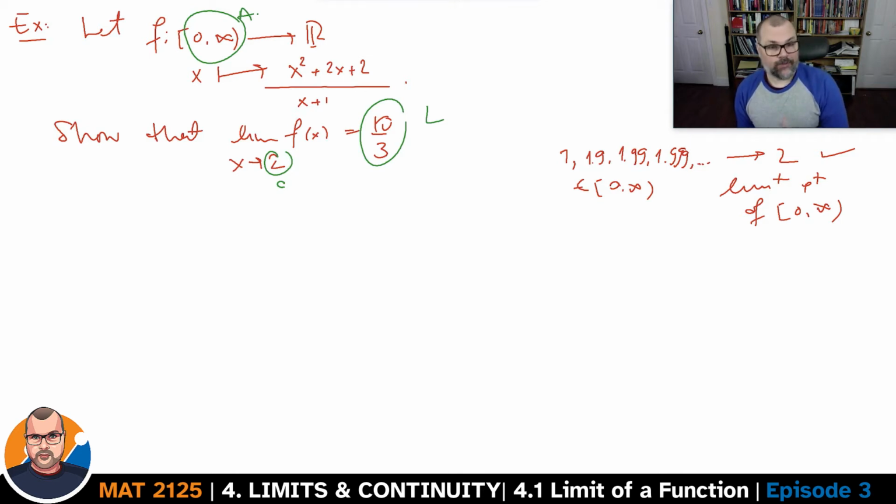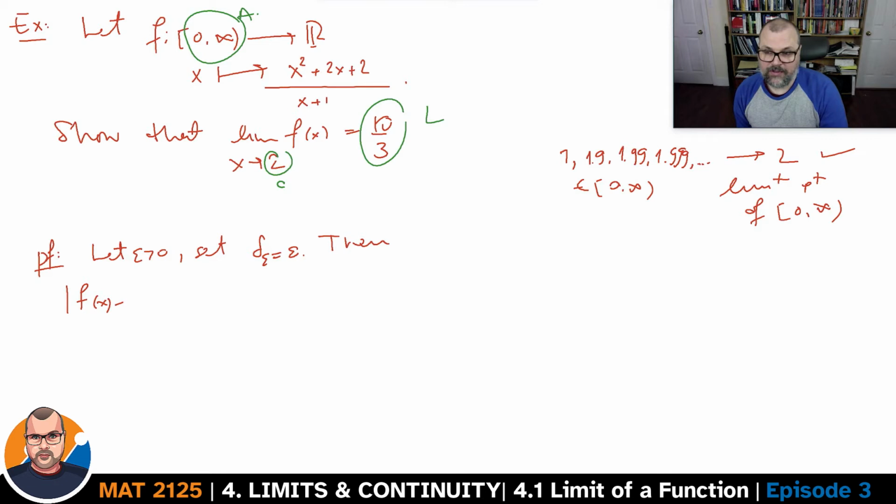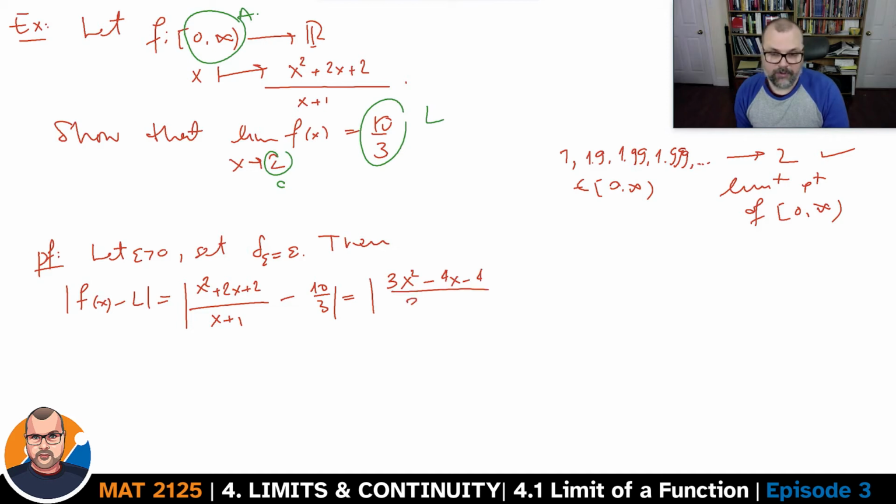It makes sense. Let's see what the proof makes. So for an arbitrary epsilon, I'm going to set the corresponding delta epsilon to be epsilon. Then, if I look at the distance between f at x minus L, which would be the distance between x squared plus 2x plus 2 divided by x plus 1 minus 10 over 3. This is going to be equal to, I'll let you work it out, 3x squared minus 4x minus 4 divided by 3x plus 3. And then you can factor this.